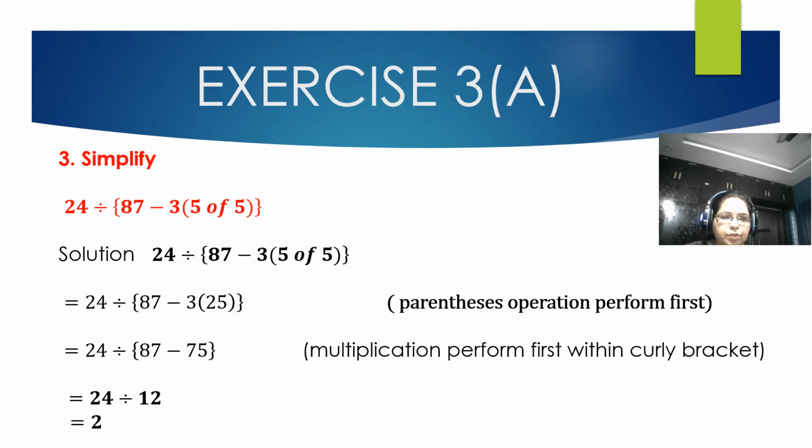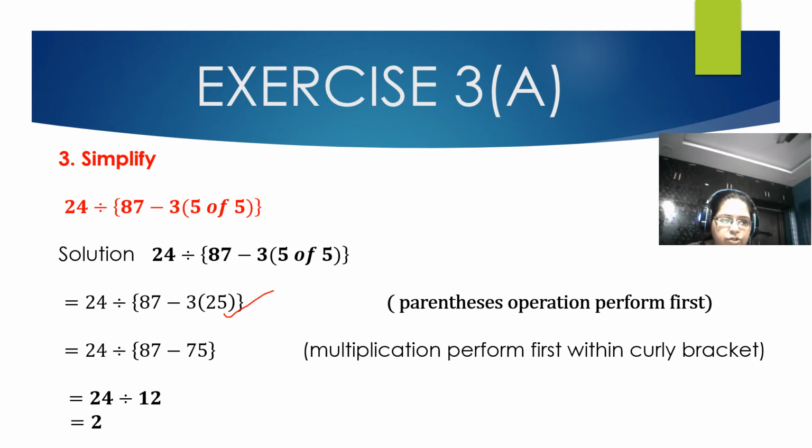So according to the BODMAS rule, first the bracket operation is performed, that is the parenthesis, then the curly bracket. So first the parenthesis operation, that is 5 of 5. Inside the parenthesis, the 5 of 5 operation is there, so the of operation is performed first. Of means product, that is multiplication. So 5 of 5 will be 5 multiplied by 5, that is 25.